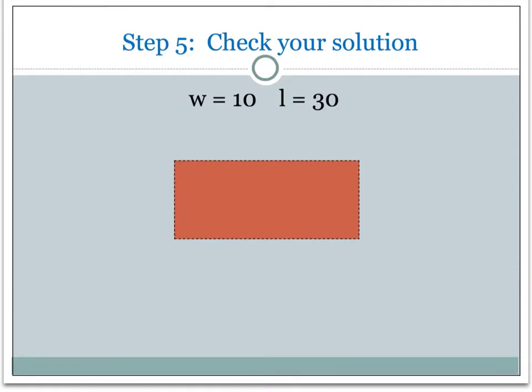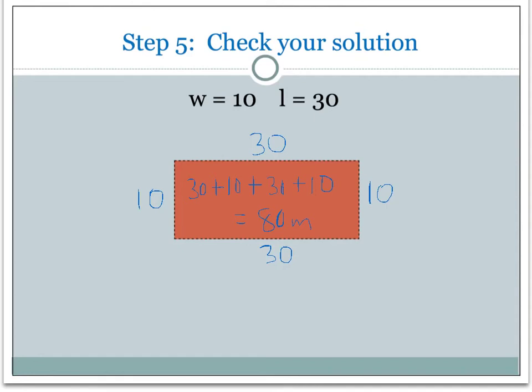The last step when you solve word problems is to make sure that your answers or your solutions work. So if we know that W, the width, is 10 and L, the length, is 30, we can label our picture. This would be 10 meters, this would be 30 meters, this would be another 10 because they're both widths, and this would be another 30. And when we add these up, 30 plus 10 plus 30 plus 10, we know that that equals 80 meters.